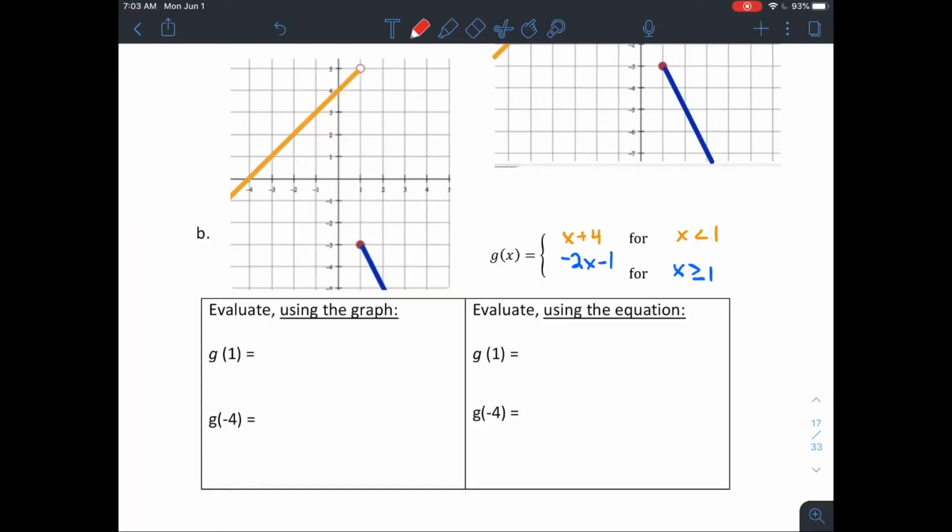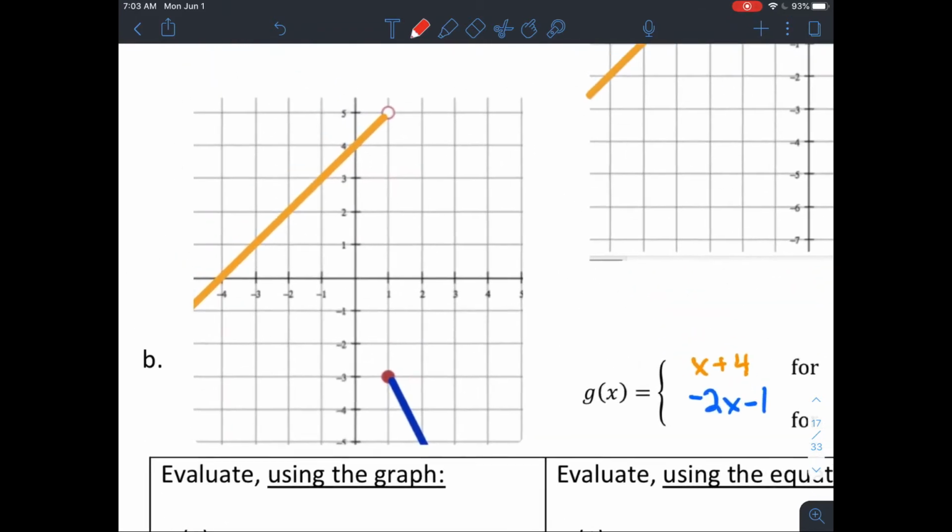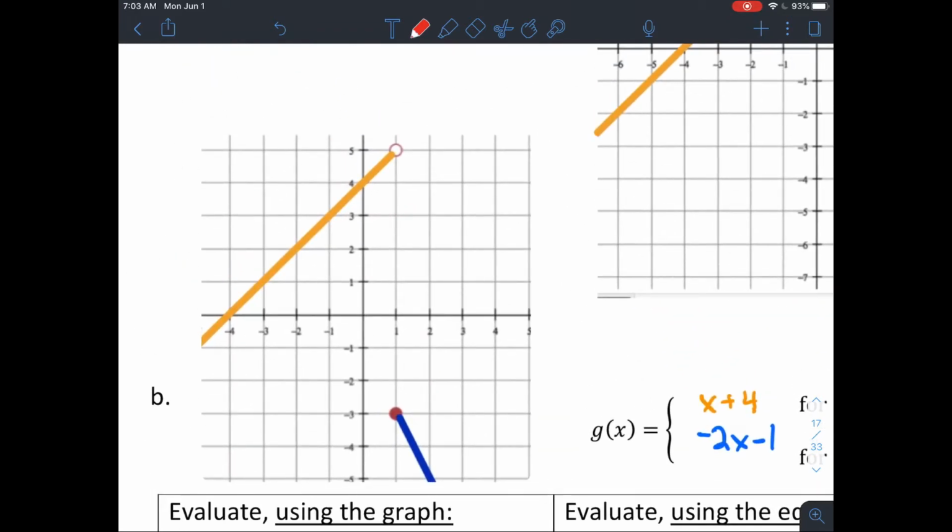We're going to use our piecewise function to evaluate some function values. We're going to do it with the graph and the equation that we wrote both. So g of 1 means find the output when your x value is 1.